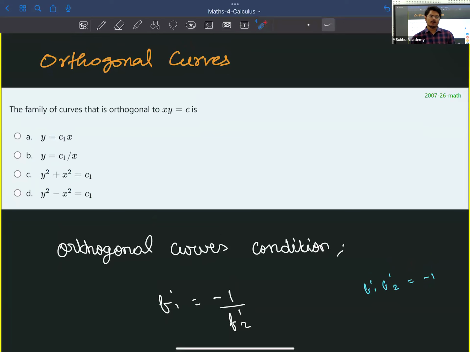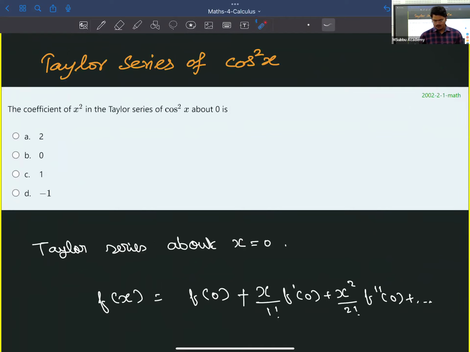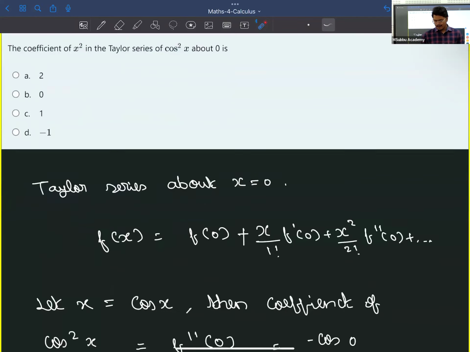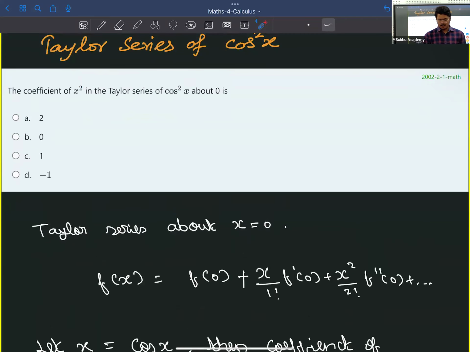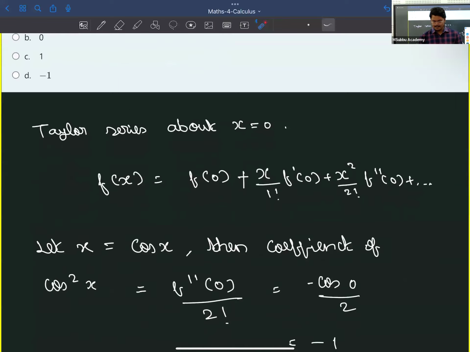Okay, then I hope you guys are clear. Now we'll move on to the next problem. So this is Taylor series, another different topic. What they are asking is the coefficient of x square in the Taylor series of cos square x. So we have to write the Taylor series of cos square x and find the coefficient of x square, about x equals 0.